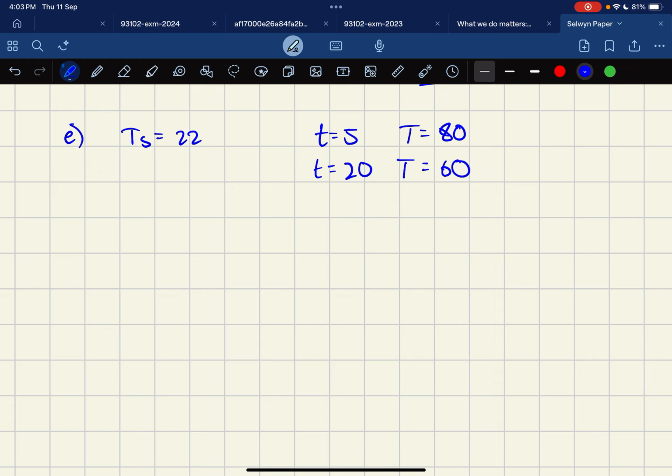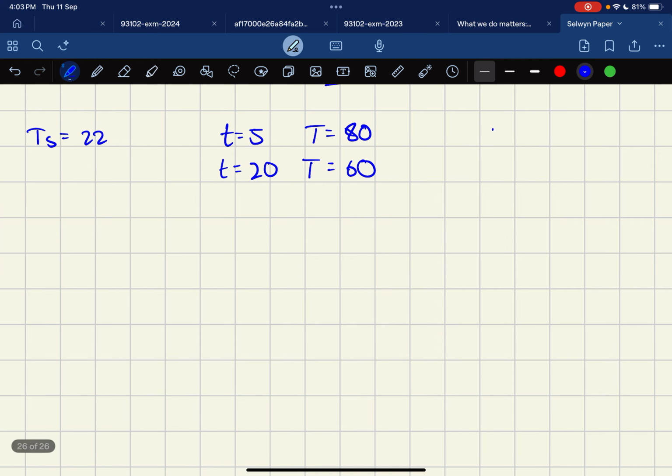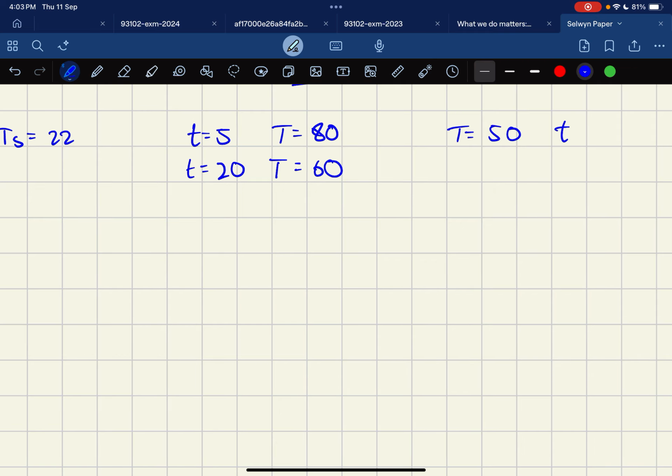The pie will be served when the temperature of the pie is down to 50 degrees Celsius. So when the temperature is edible at 50 degrees Celsius, we want to know at what time this occurs.